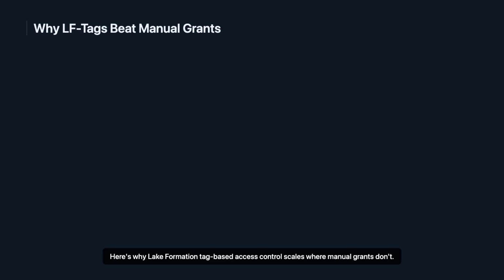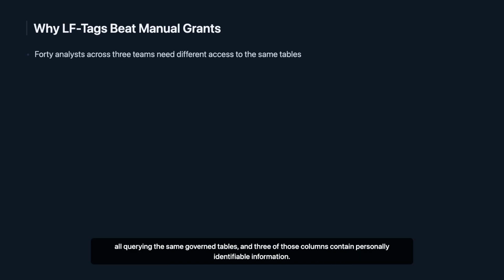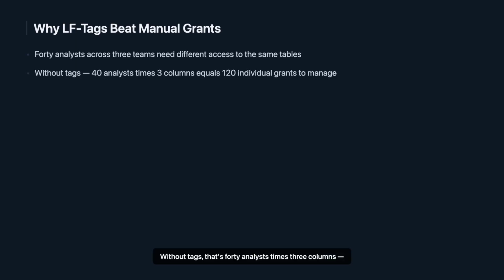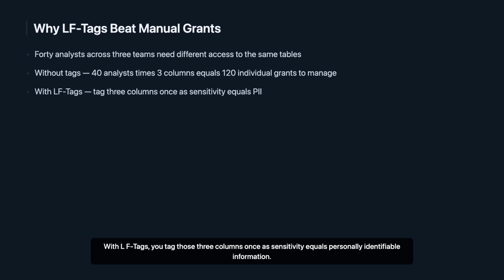Here's why Lake Formation tag-based access control scales where manual grants don't. Picture 40 analysts across 3 teams, all querying the same governed tables, and 3 of those columns contain personally identifiable information. Without tags, that's 40 analysts times 3 columns, 120 individual grants to manage, repeated every time someone joins or leaves. With LF tags, you tag those 3 columns once as sensitivity equals personally identifiable information.